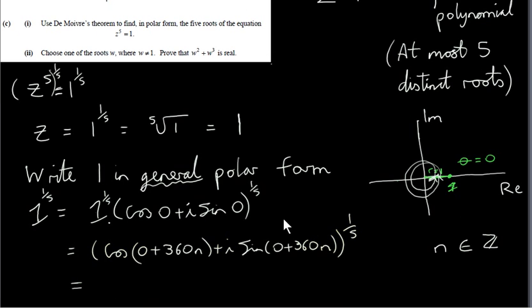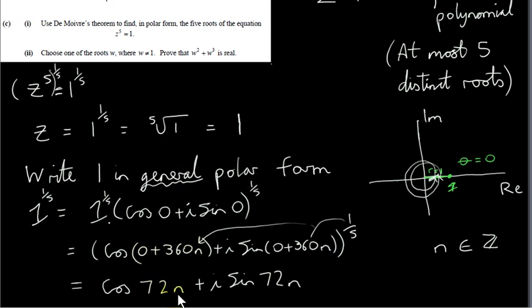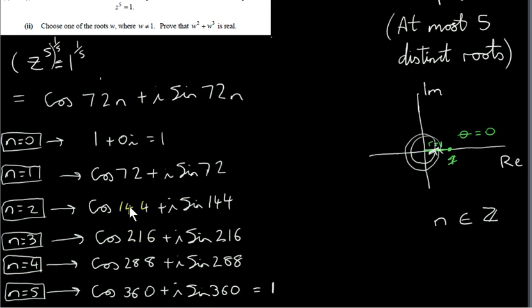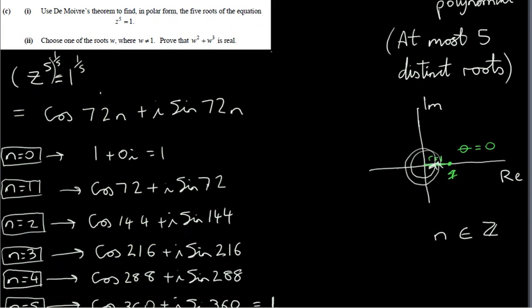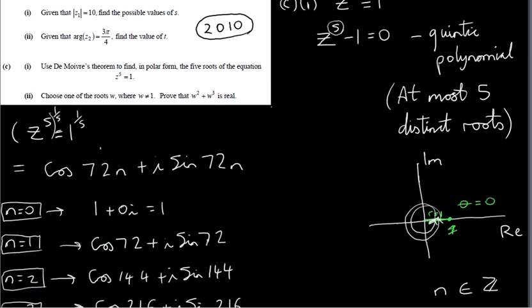Now we use De Moivre's Theorem. We multiply the power by the argument. So we get cos of (0 plus 360n) times 1/5. Well, that's just 360n divided by 5. So our argument becomes 72 times n. Now you will see that we get different values for different values of the integer n. So here I have written out the 5 values for 1 to the power of 1/5, or in other words, the 5 roots of the quintic polynomial.